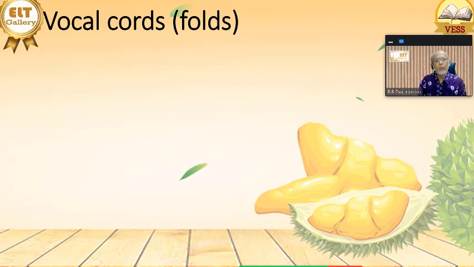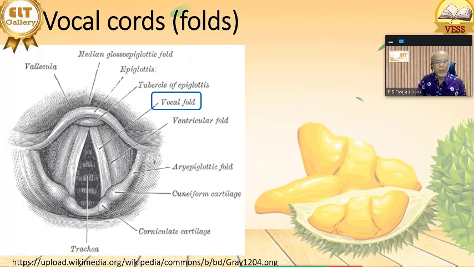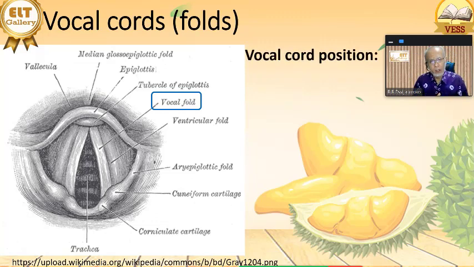Now let's start with vocal cords, or vocal folds. For that, I'm using a picture. This is the figure I took from Wikimedia. Here, this is the position of the vocal cords, over here, vocal cords. And then how can we have a voiced consonant? Well, it depends on the vocal cord position.